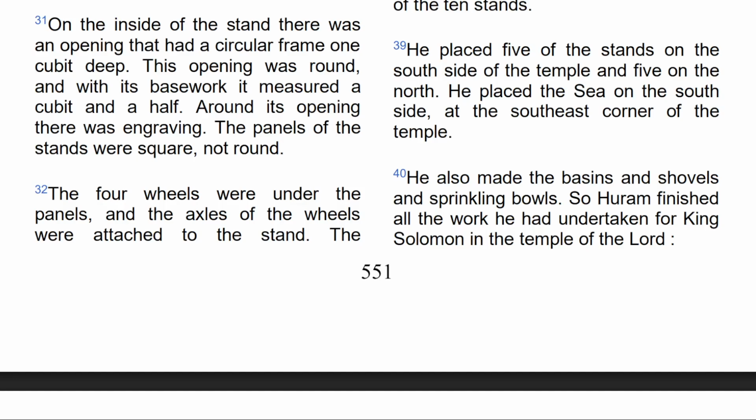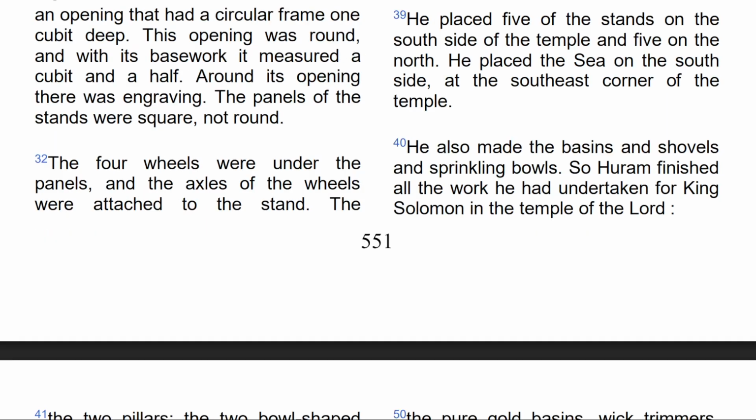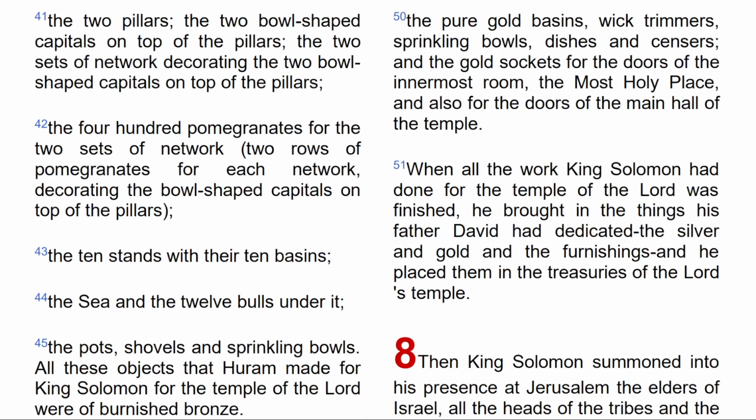So Huram finished all the work he had undertaken for King Solomon in the temple of the Lord. The 2 pillars, the 2 bowl-shaped capitals on top of the pillars, the 2 sets of network decorating the 2 bowl-shaped capitals on the top of the pillars, the 400 pomegranates for the 2 sets of network, 2 rows of pomegranates for each network, decorating the bowl-shaped capitals on top of the pillars.